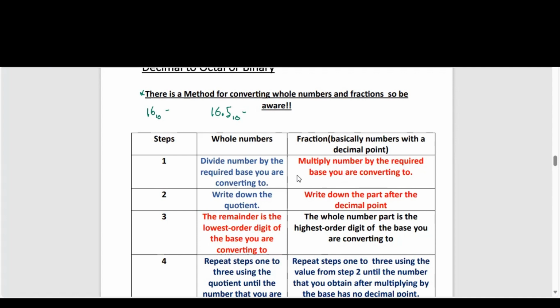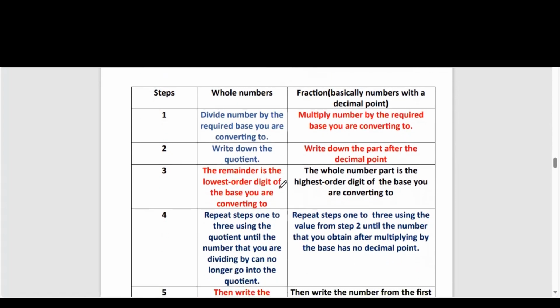Paint a picture in your brain so you can see it, right? So not the same steps. Keep that in mind. It's really important to remember, right? So let's go into it. So the steps here, the table. Let's go through the whole number first.